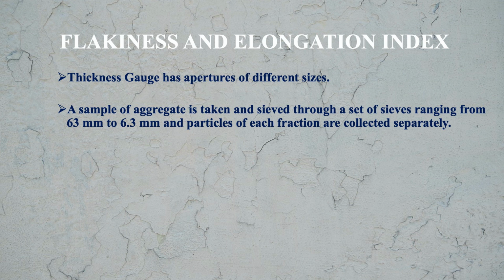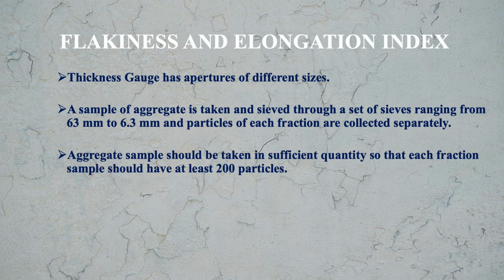Means we will be sieving that sample through a set of sieves. There are number of sieves ranging from 63 mm size to the 6.3 mm, and after doing that sieving, basically the fractions retained on each sieve will be collected separately. The aggregate sample should be taken in sufficient quantity so that each fraction sample should have at least 200 particles. Means the fractions that we will be getting after sieving, each fraction should have at least 200 particles. So that much of aggregate sample we should take for doing this test.